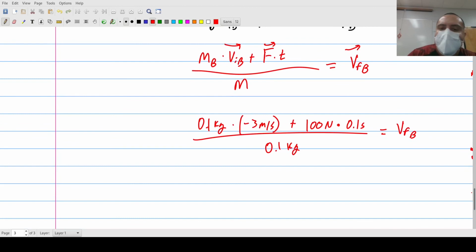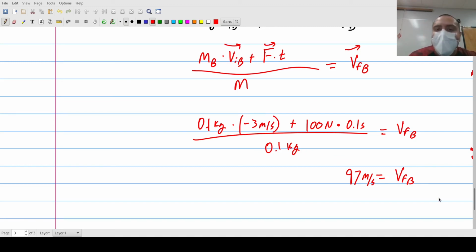Okay, let's see what we get. Grab our calculator here. Probably don't even need it. But 0.1 times negative 3 plus 100 times 0.1. That much gives me 9.7. Oh boy, I don't know if I like where this is going. Divided by 0.1 kilograms, it's going to be 97. Boy, that was a heck of a kick. So V final for the ball is going to be equal to 97 meters per second. That's ridiculous, way too much. I think I used way too much force on that. But yeah, there you have it. That's how you do a problem like that.